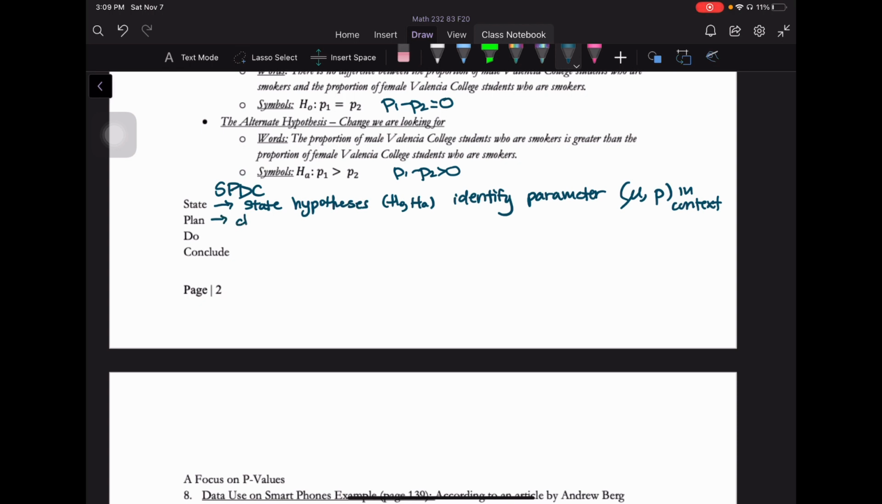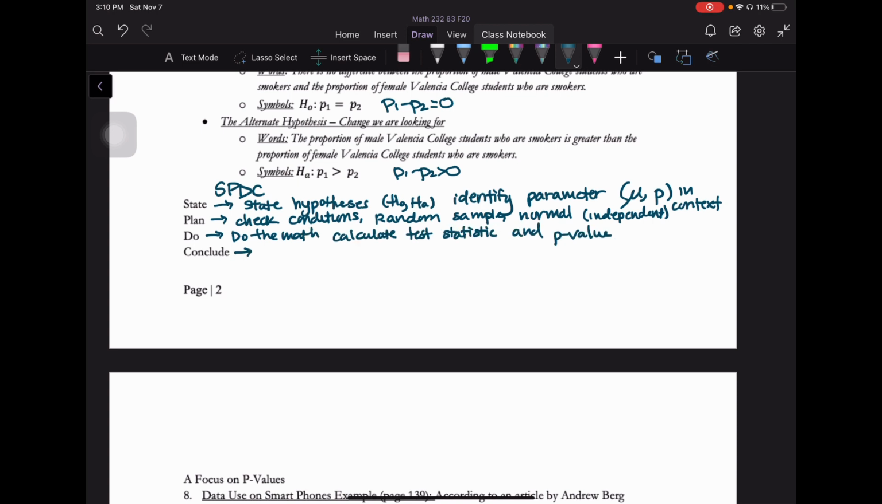Planning is where you should check your conditions. This text really doesn't focus on checking conditions very well. The only condition they have you check is normal, but you should be checking whether the sample is random and if you can use normal calculations. You also should be checking whether your results are independent, but that is not something that is focused on in this class. In the do, you do the math. You calculate the test statistic and the p-value. And then finally, in your conclusion, you're making your conclusion about the claim.